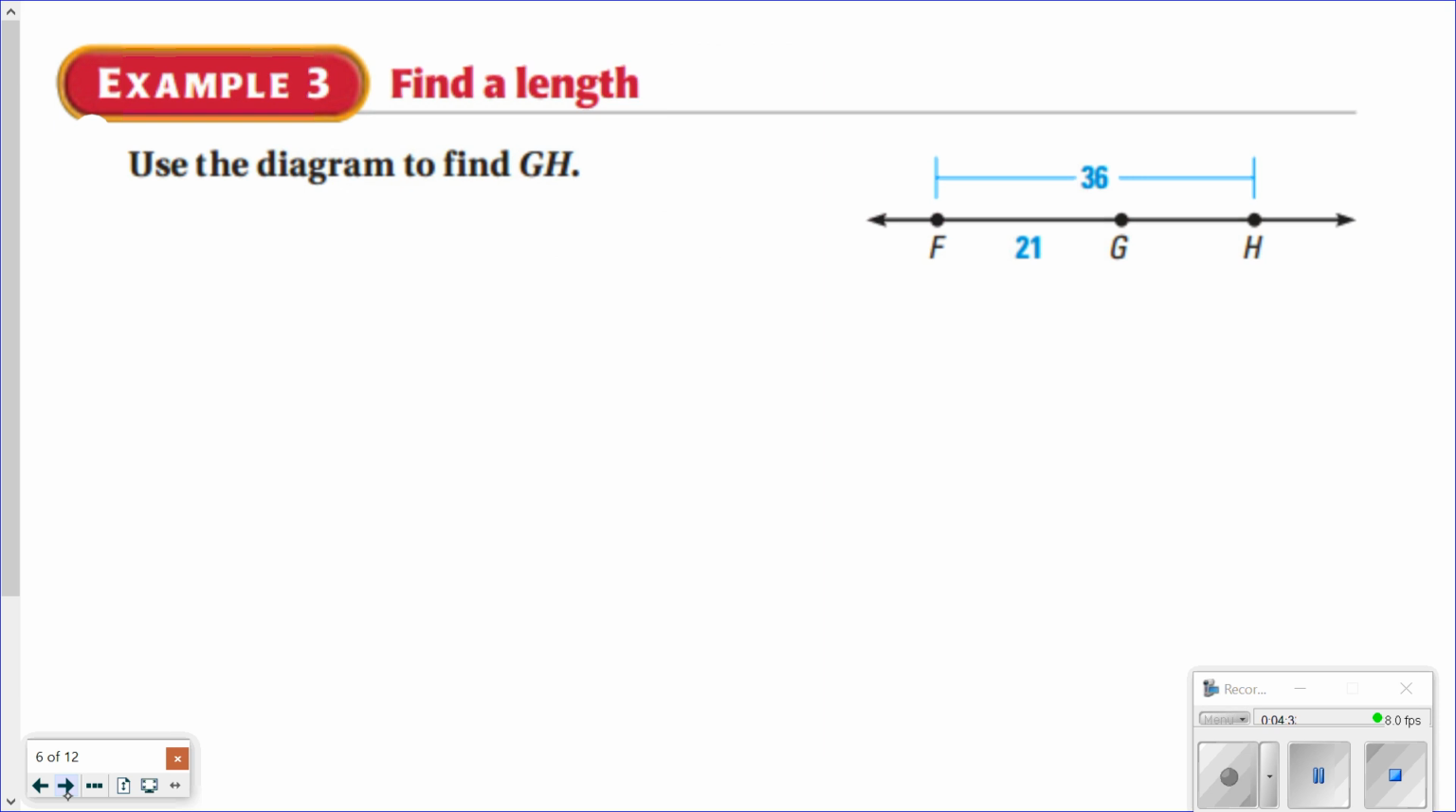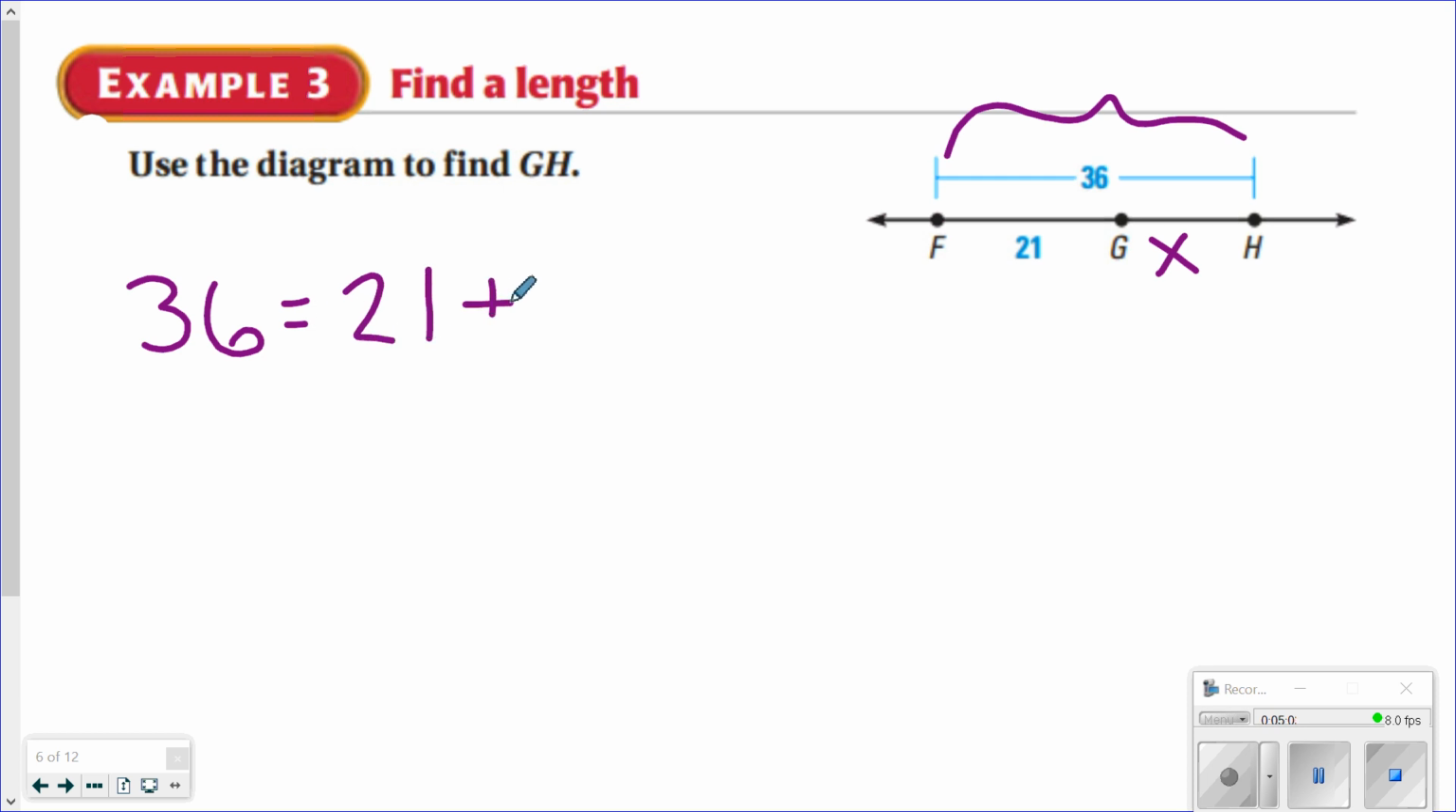Example 3, find the length. Use the diagram to find GH. All right, so I'm looking at my diagram. GH is right here, and I'm going to call that X. So I need to figure out what is X. The entire segment, FH, we know is equal to 36. Well, what are the parts of that entire segment? FG, which is equal to 21, and GH, which is equal to X.